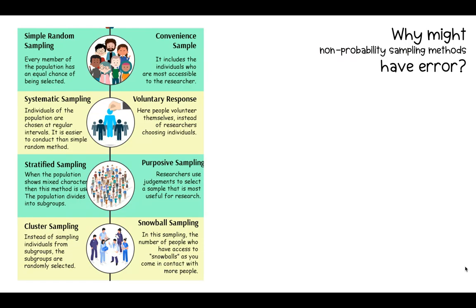Okay, so I'll leave you with a question to think about that's going to lead into our next class discussion. So how could these other sampling methods, the ones in the second column, these are the non-probability sampling methods, how could these other methods have errors in the results?